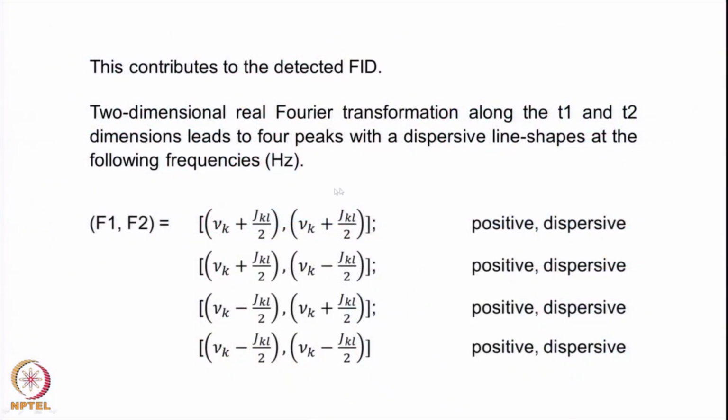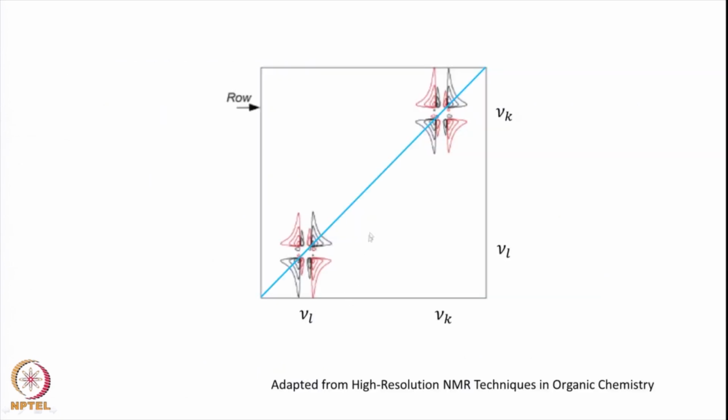You can look at these things once more, at where these peaks appear. We have the peaks appearing at nu k plus J_kl by 2, nu k plus J_kl by 2, nu k plus J_kl by 2, nu k minus J_kl by 2, nu k minus J_kl by 2, nu k plus J_kl by 2, and here is nu k minus J_kl by 2 and nu k minus J_kl by 2. This produces a spectrum like this, and we will see later that this sort of dispersive line shape is not a very desirable thing, and obviously one has to do something different to get better line shapes.